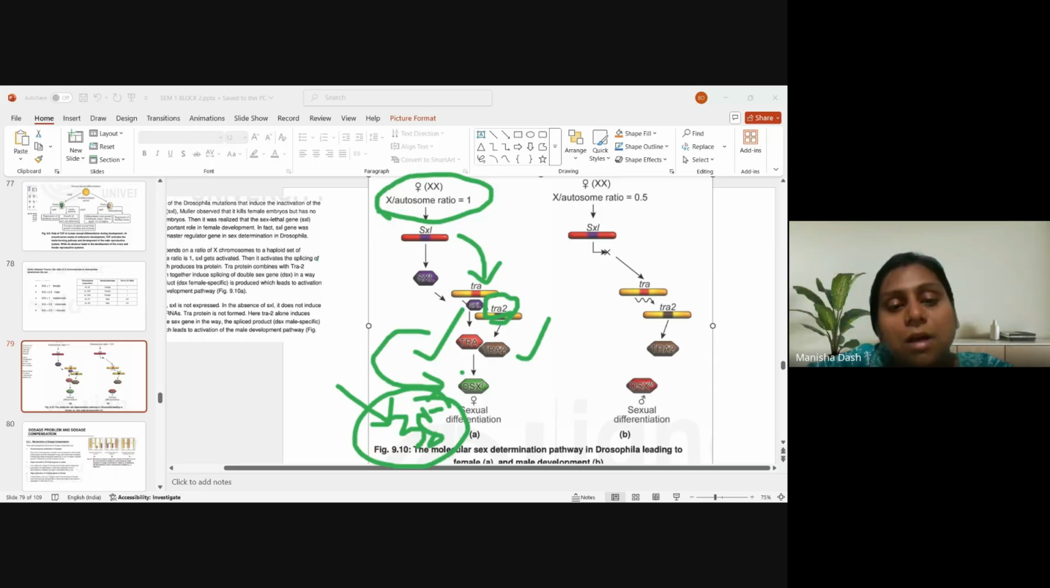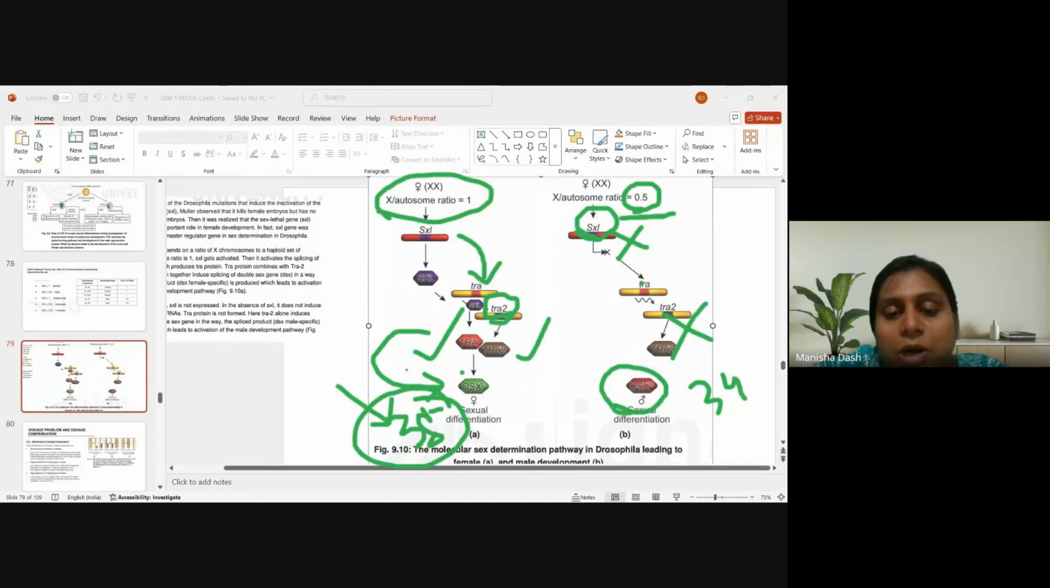Now, if the X by A ratio becomes half, even though it has 2 X chromosomes, if the pair of autosomes doubles so the ratio becomes half, then the SXL gene will not be expressed. In the absence of the SXL gene, no TRA protein will be produced, and this will develop into a male specific protein, where exon 3 and exon 4 will be joined, and that protein will develop the maleness in the fly.